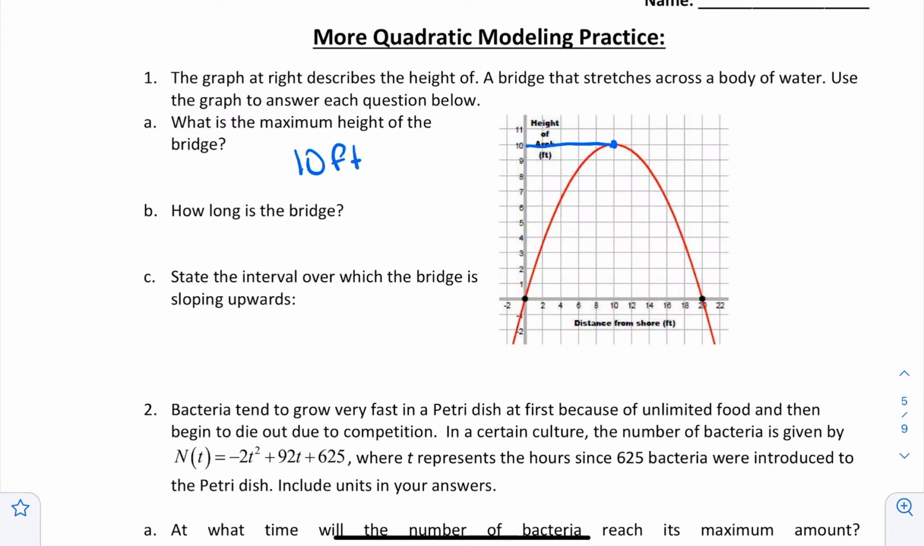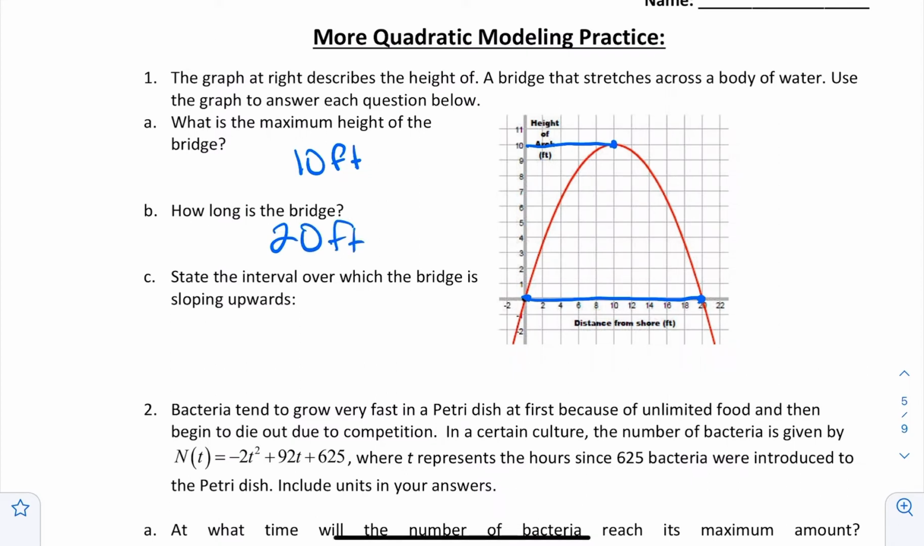If I want to know how long the bridge is, I need to know where does it start and where does it stop. It starts at 0, it stops at 20. That's a total horizontal distance of 20 feet.